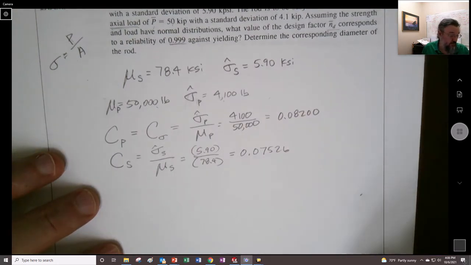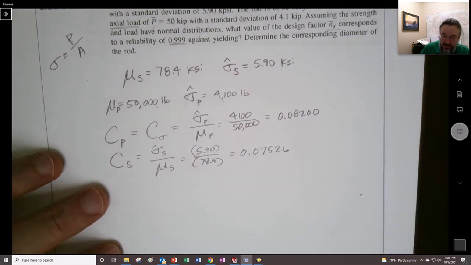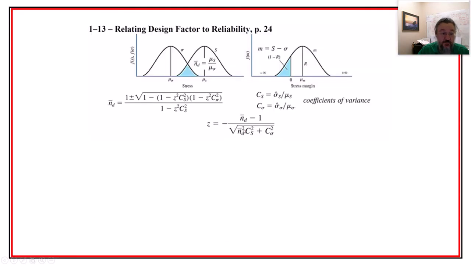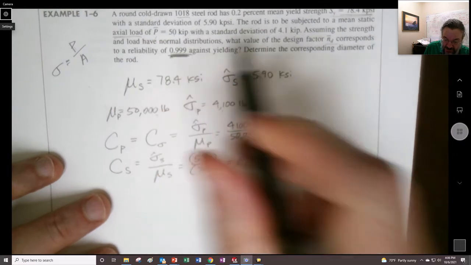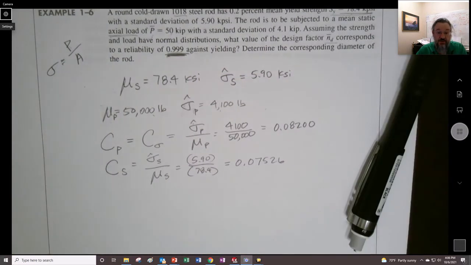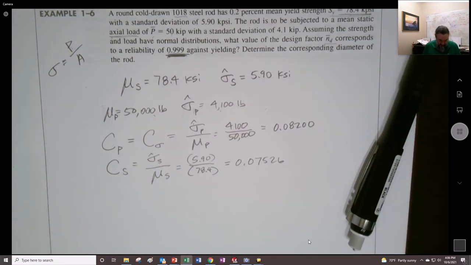So now, what I need in terms of these equations right here, let's take a look at this. We need to have Z. We need the Z that corresponds with 0.999, right? Because this table is not easy to use and look up, this is maybe a good time to introduce using Excel onto this.